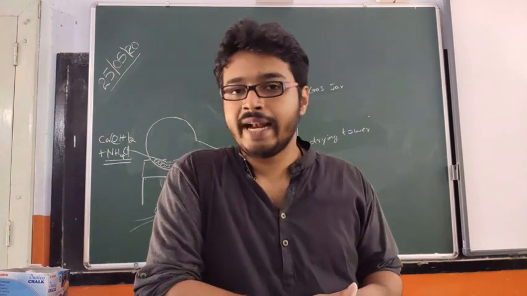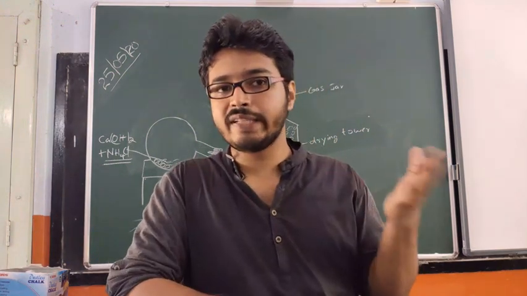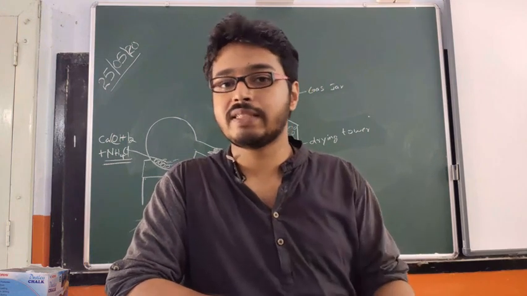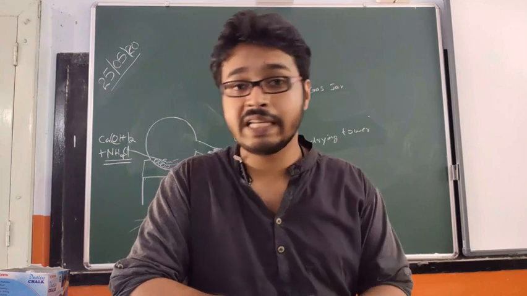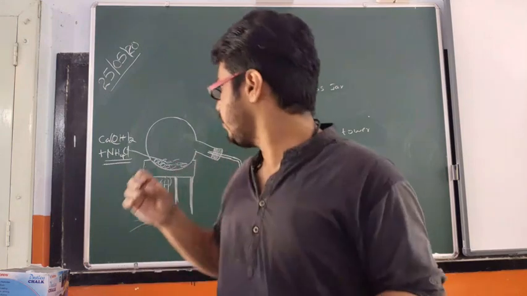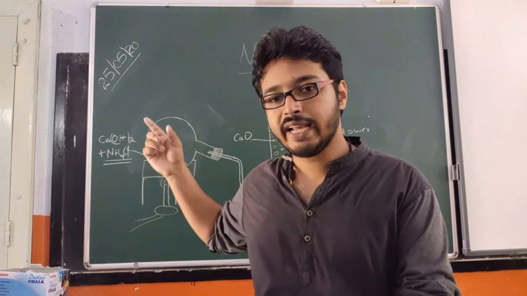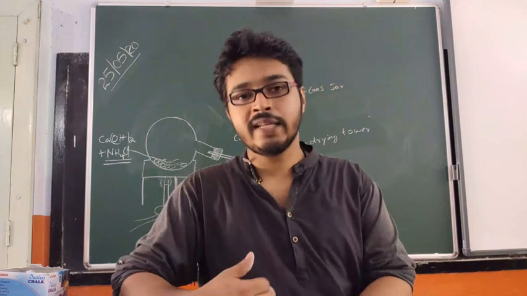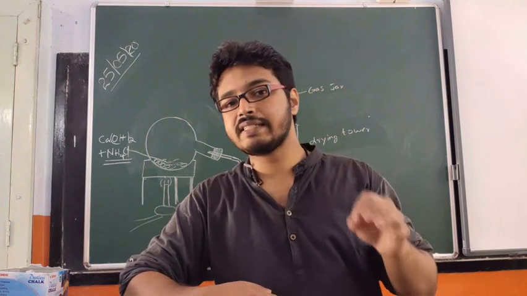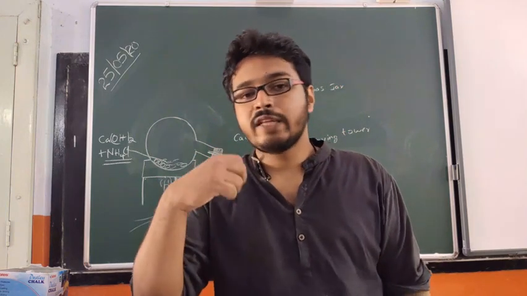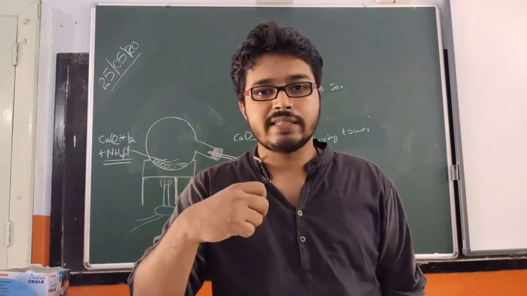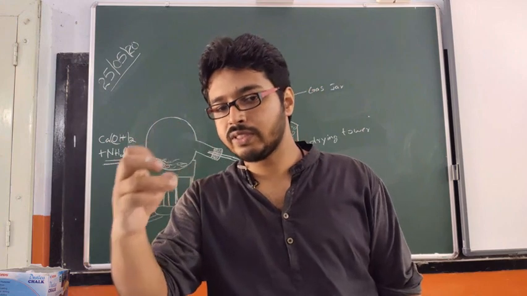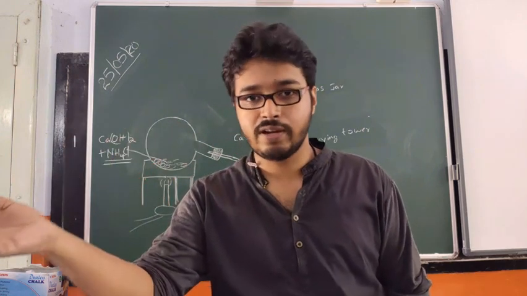Why are we not using NaOH and KOH? Because NaOH and KOH are the most easily available and cheapest alkalis in any chemistry lab. So why are we going for calcium hydroxide instead of NaOH and KOH? This is one of the questions that you can expect in the exam. The reason is this: NaOH and KOH are deliquescent in nature. I hope you remember what deliquescent means. They absorb water from the moisture and turn themselves into liquid.